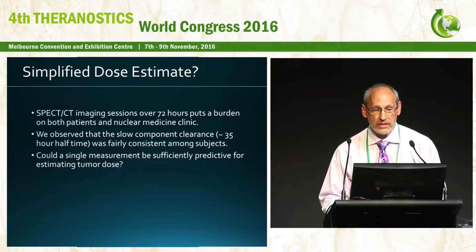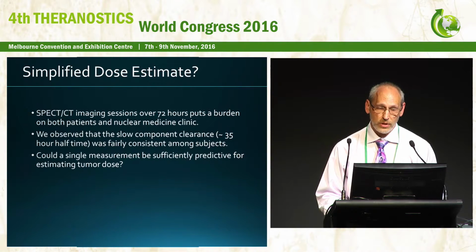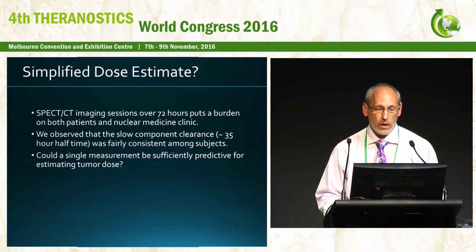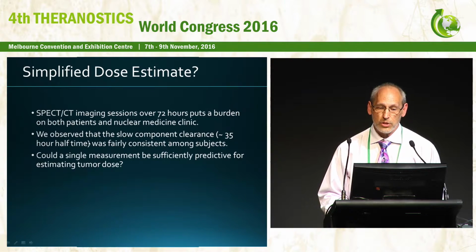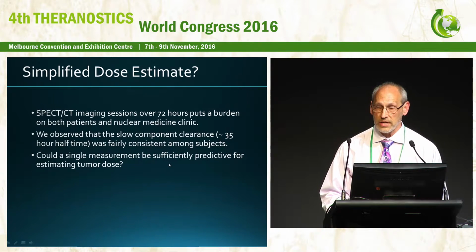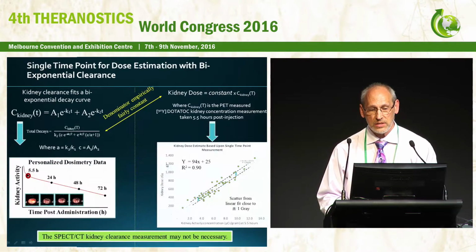The problem is that this is difficult from a clinical standpoint. It's difficult from a patient standpoint to have to come back for 3 successive days for this imaging. But what we did observe is that the slow component clearance from the kidneys had a pretty constant 35-hour half-time, fairly constant across subjects. So the question is, could a single measurement be sufficiently predictive to estimate tumor dose so we wouldn't have to have the patient coming back and doing all these SPECT CTs?